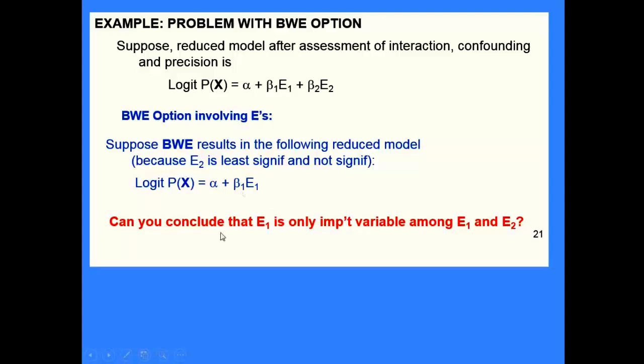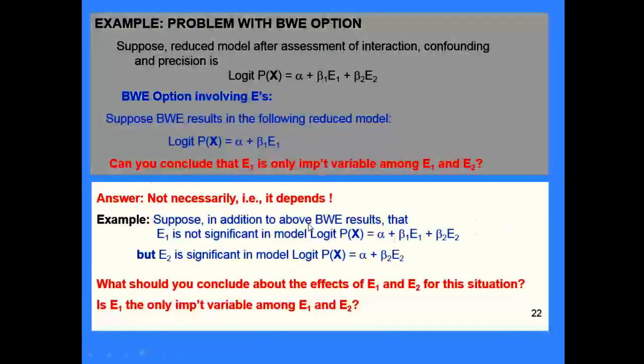Now my question is, can you conclude that E1 is the only important variable involving these two variables? Can you conclude that? Well, I've got some things to say, okay? And the answer is not necessarily, it depends, which is the answer to just about everything in this course. Okay. Now, so I say, suppose, and this is where I'm going to sort of stop a little after I explain this.